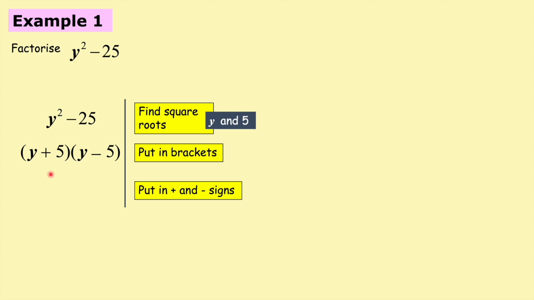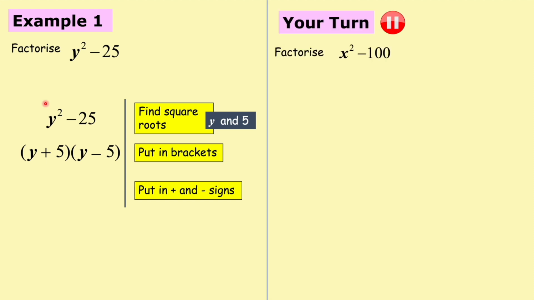And remember, you can always double check and multiply these out. Once you multiply it out, you definitely should get back to y squared subtract 25. And that's when you know you've got the right answer. Okay, so with that example, following it carefully, can you please pause the video here and give this one a go?